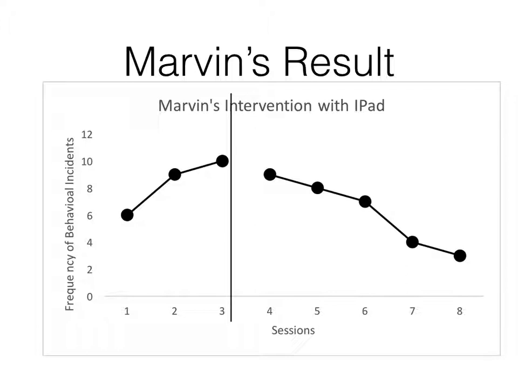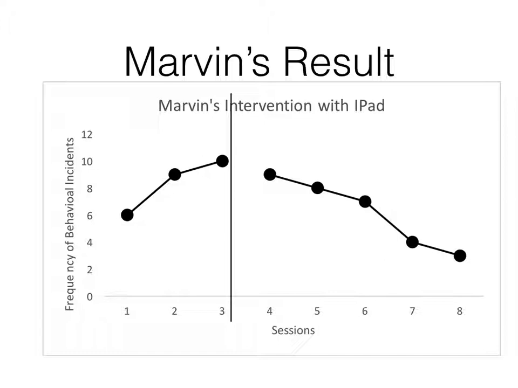Our last participant was Marvin. Again, this chart shows the frequency of behavior incidents and the number of sessions. The first 3 days, we gathered baseline data. First day, he had 6 incidents. Second day, he had 8 incidents. And day 3, he had 10. Again, then after day 3, we implemented the intervention.